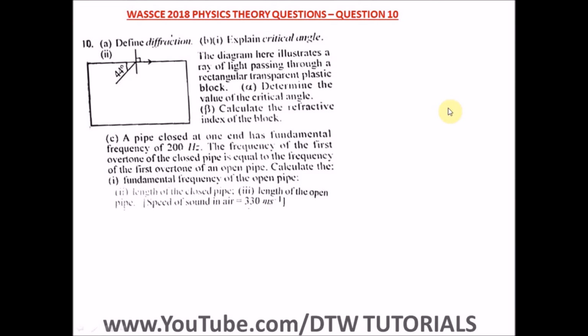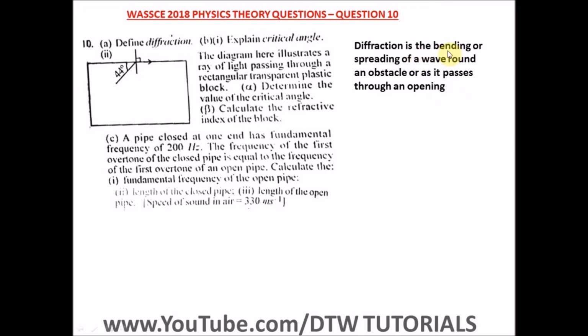Question 10 of the WASSCE 2018 physics theory question, your WAEC physics theory past questions. It says define diffraction. Diffraction is simply the bending or spreading of a wave round an obstacle or as it passes through an opening. Let's say you have an opening like this and a wave passing through here. When it passes through this small opening, the wave tends to bend, you see the waves bending like this. This is diffraction.